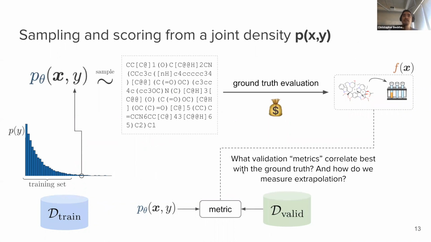And so really, we have this validation set, right? So we can ask ourselves the question: what validation metrics correlate the best with the ground truth? And also, how do we measure extrapolation? For the remainder of this, I'm going to assume that we have f of x, but I am going to account for the case where we don't have it. So there's two modes that you can operate in MBO, and these are the two questions we should keep in mind: is there a metric we can come up with that correlates well with this, and how do we more formally define how to measure extrapolation?